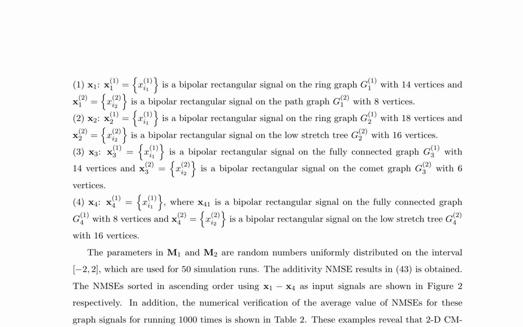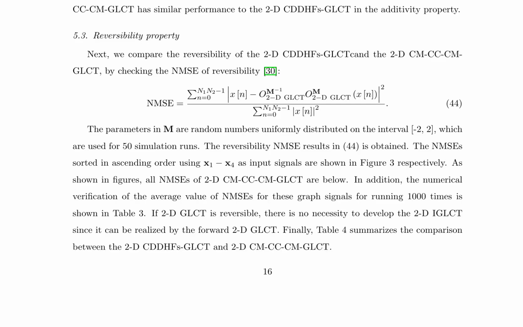Furthermore, the authors compare the reversibility of the two transforms by checking the NMSE of reversibility. The results indicate that the 2D CM-CC-CM-GLCT is more reversible than the 2D CDDHFs-GLCT. In conclusion, the paper provides a comprehensive comparison between the 2D CDDHFs-GLCT and 2D CM-CC-CM-GLCT, highlighting their differences in computational complexity, additivity, and reversibility properties. This research contributes to the development of efficient graph signal processing techniques and provides insights into the performance of various transforms under different conditions.